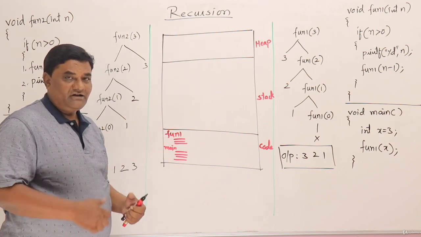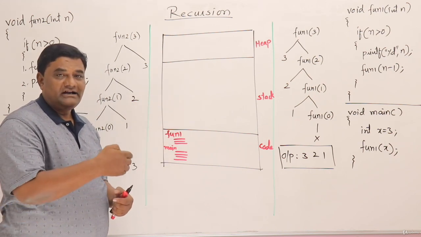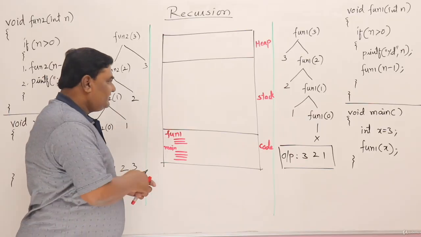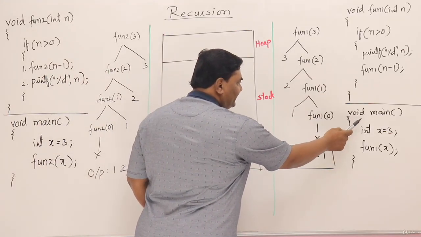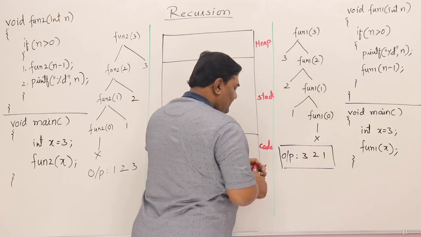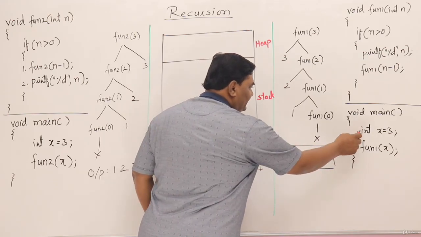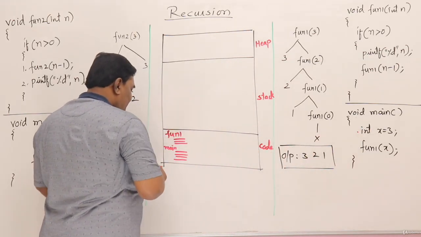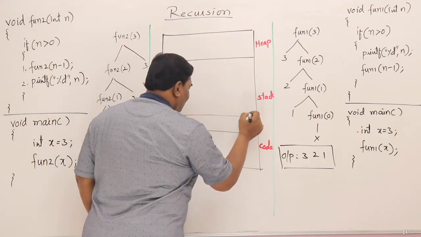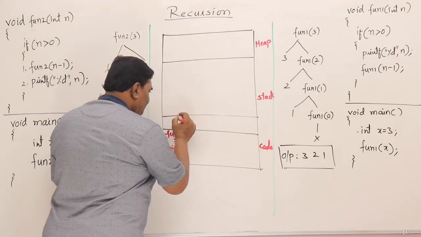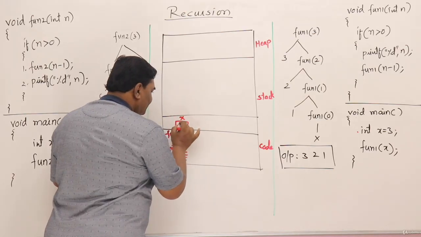Now let us run the program and see how the stack is created. The program starts executing from the main function, so the first function is main. In main, the first statement is that X is created. So an activation record for main is created, and it will have its own variable, X, having value 3.